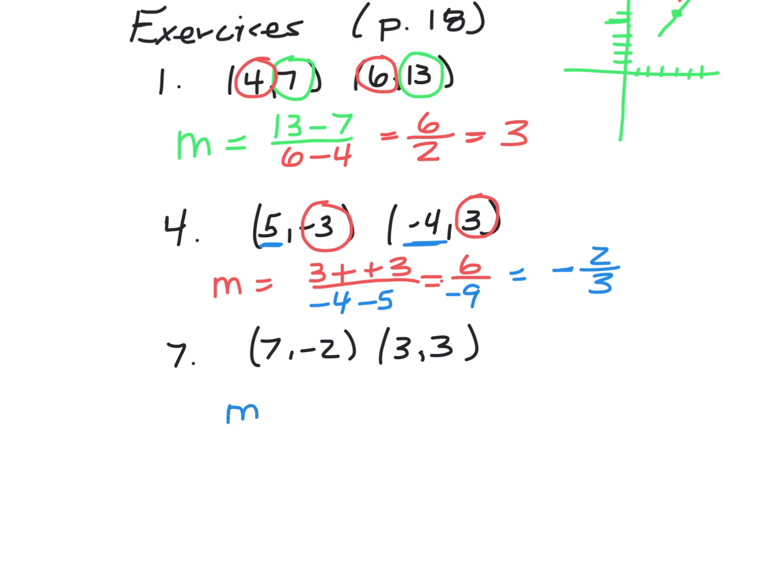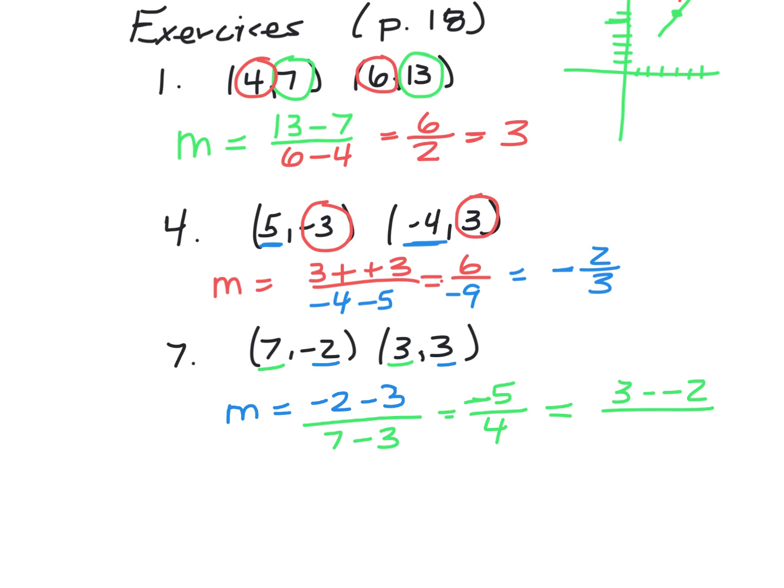Last example here, number 7, change in y. Again, I could do negative 2 subtract 3, using these y coordinates, and then divided by the x coordinates in the same order, so it'd be 7 minus 3, which would be negative 5 over 4. Make sure you realize that if you would have done on the top 3 minus a negative 2, then you would have to do 3 minus 7 on the bottom. You're still going to get a negative 5/4 as your slope.